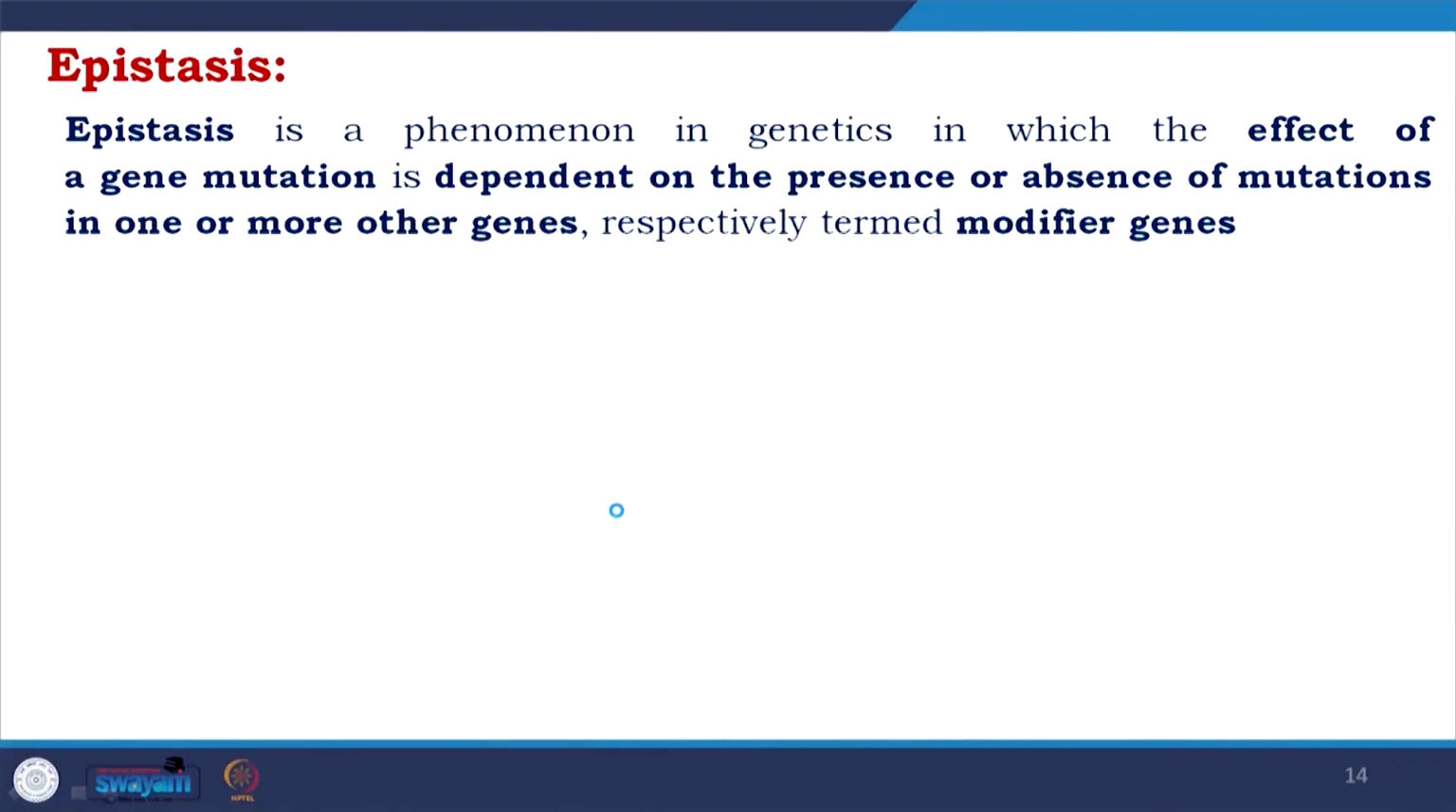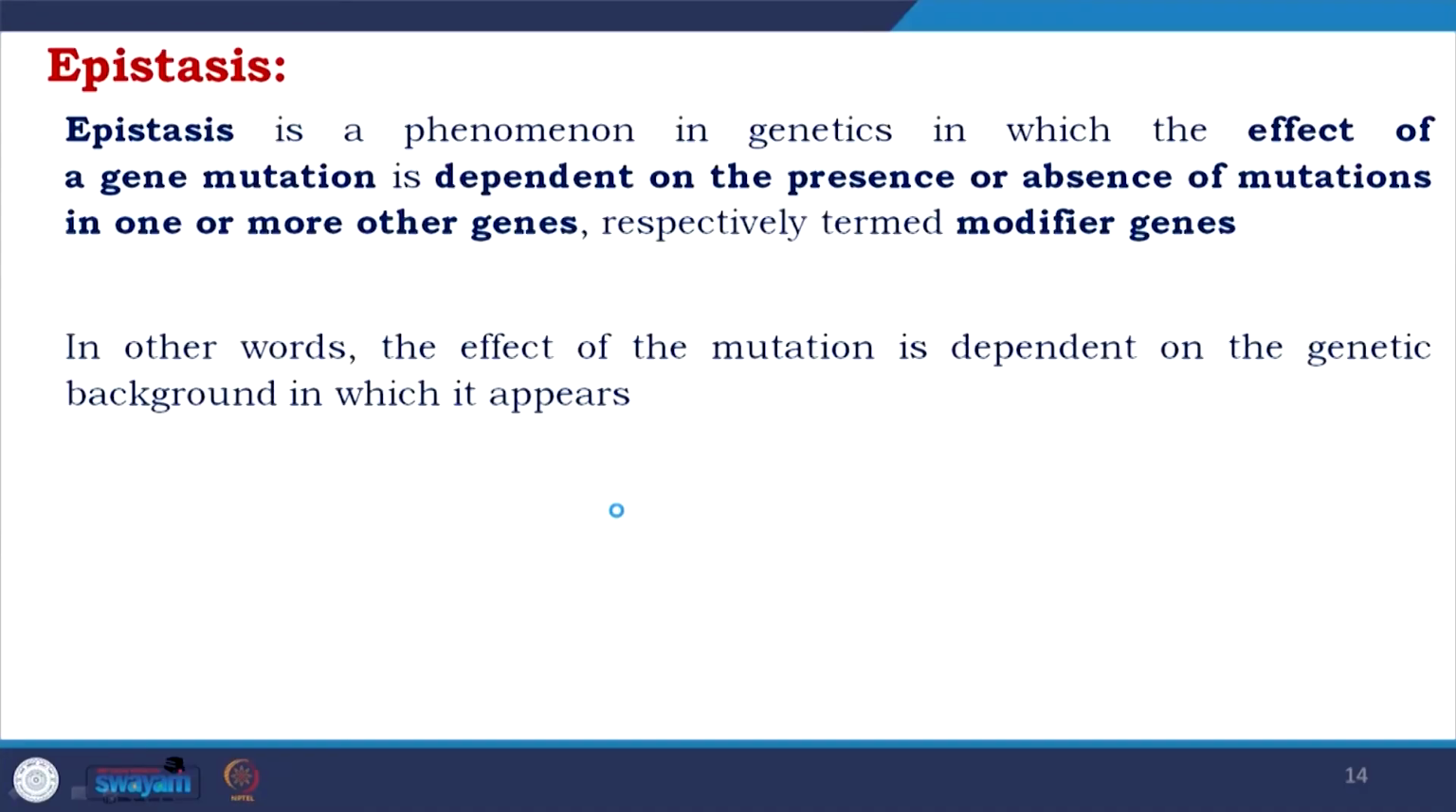Epistasis is a phenomenon in genetics in which the effect of a gene mutation is dependent on the presence or absence of mutations in one or more other genes, respectively termed modifier genes. So, a mutation in one gene, what that effect would be depends on a modifier gene, that is called epistasis. I hope it is clear. In other words, the effect of the mutation of gene A is dependent on the genetic background.